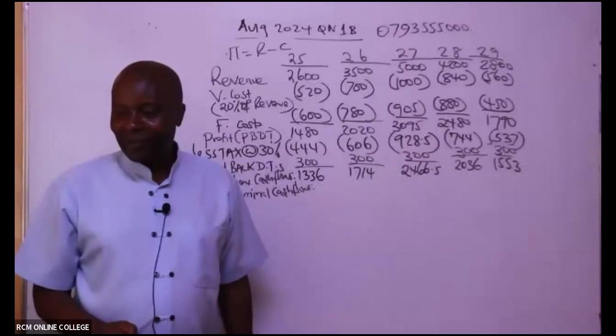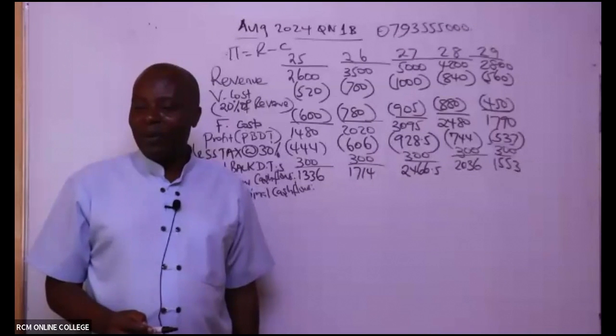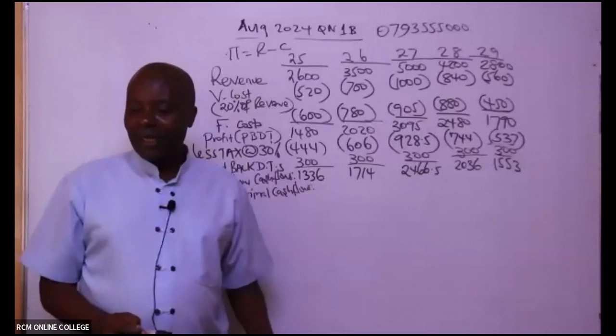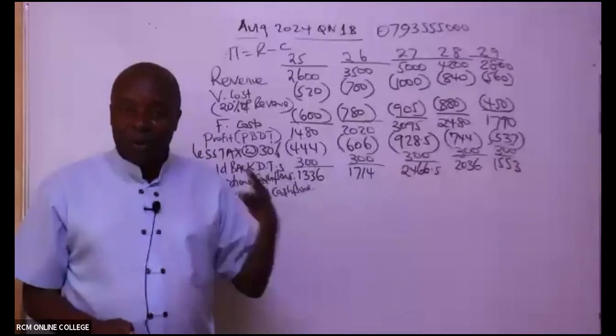Terminal cash flows. I can see a very good message here. Somebody is telling me, "Mwalimu, I'll be young till I die." I think that's what they call being 17 throughout, which is very good.